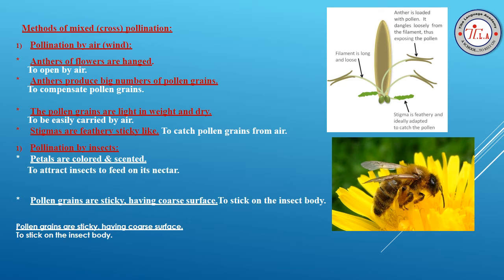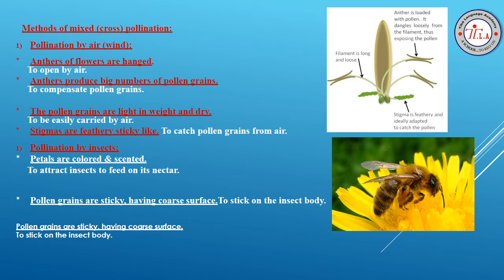So we have definite characters, like the anthers of the flower must be hanging to be opened by air. Anthers produce a big number of pollen grains to compensate for loss. The pollen grains are light in weight and dry to be easily carried by air, and the stigmas are feathery and sticky to catch pollen grains faster.